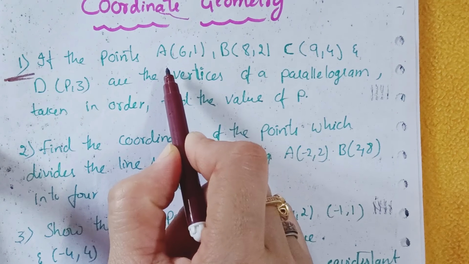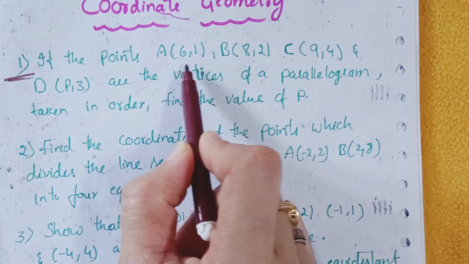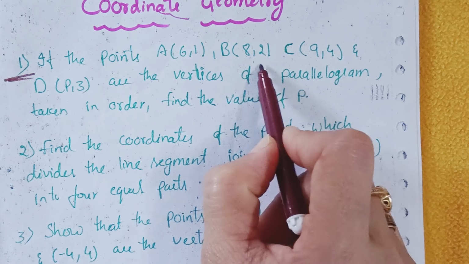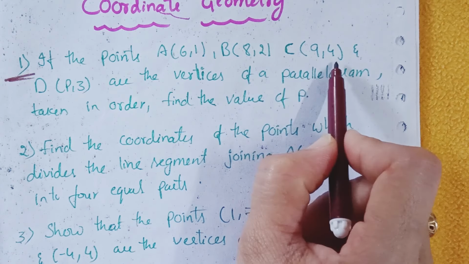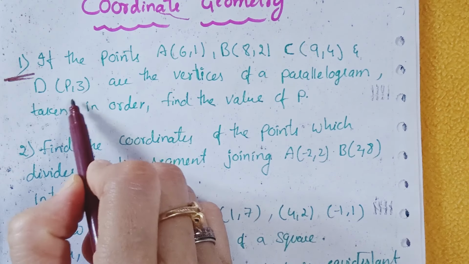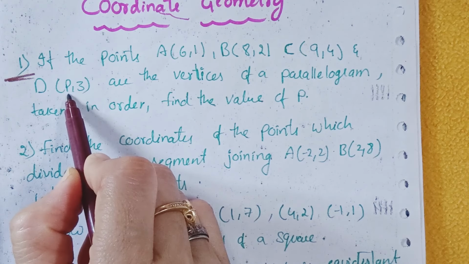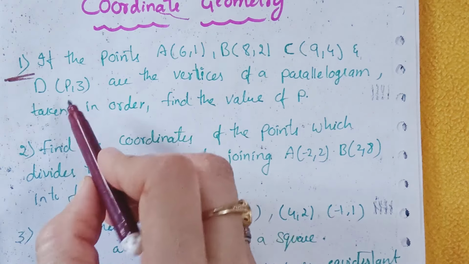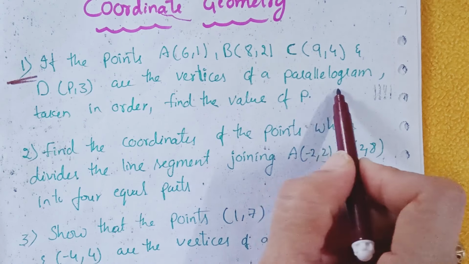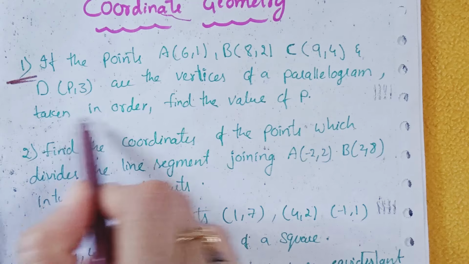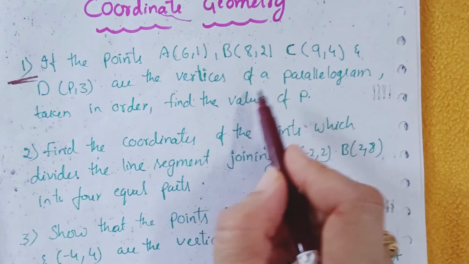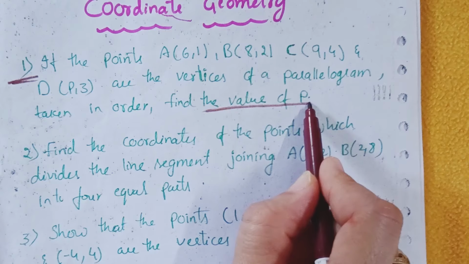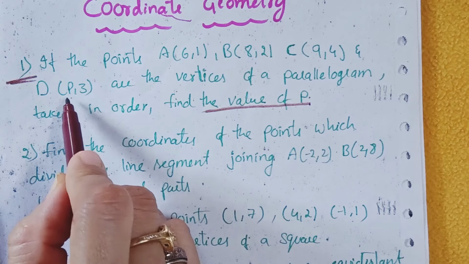if the points A (6,1), B (8,2), C (9,4) and D (P,3), here P is the point that we have to find. What is the value of P? So these four are the vertices of a parallelogram. We have to write them in order. Then we have to find the value of P. One point is missing here, that one we have to find.